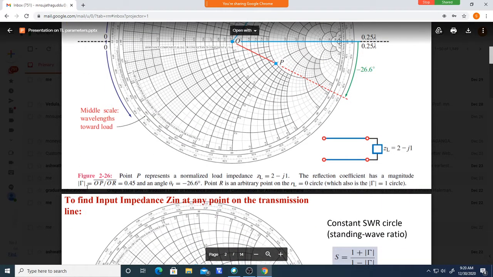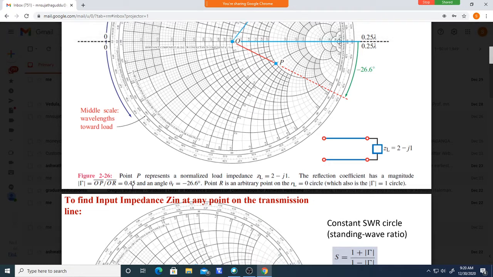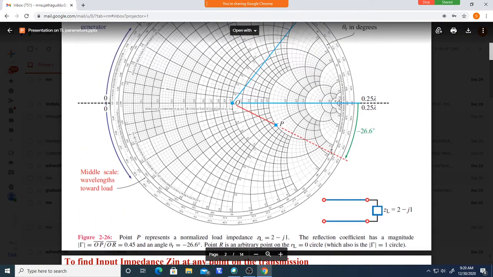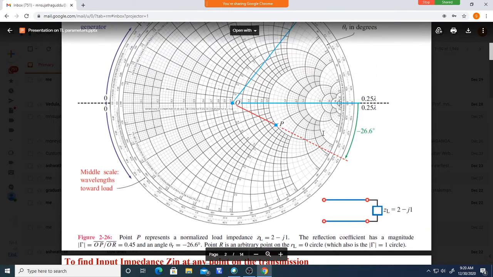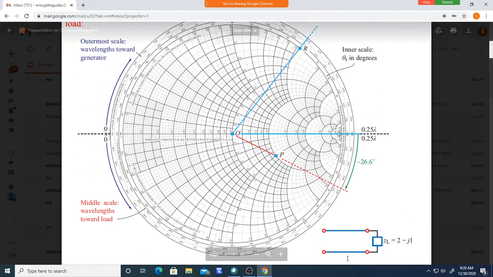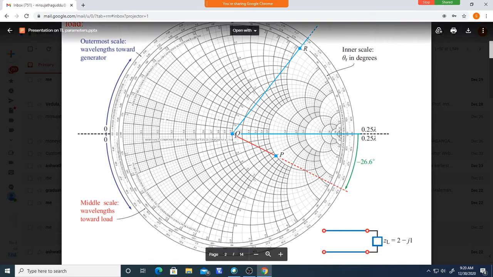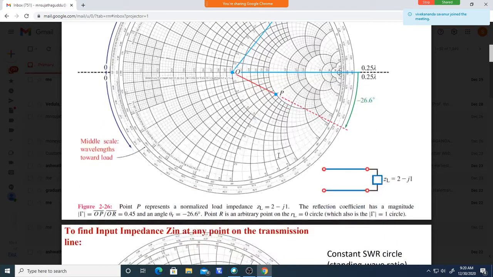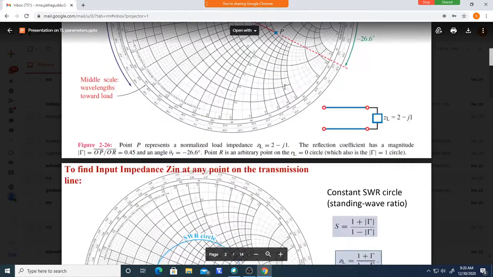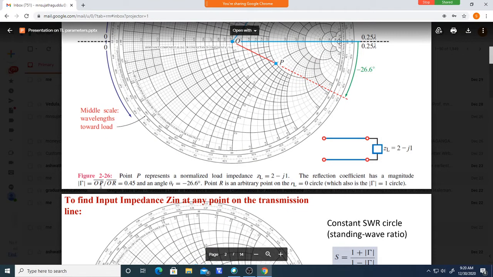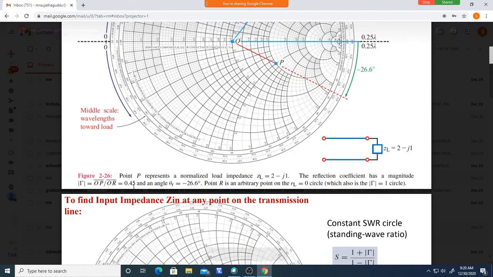Take the ratio of those two. You see here, reflection coefficient is OP divided by OR. It is 0.45. From this one I have measured that the reflection coefficient is 0.45. So you can easily find the magnitude of the reflection coefficient just by measuring the distance from the center to the given load. OR is from here to here, and OP is from here to here. You take the scale only. Using the scale, you measure how many centimeters. Because the centimeter cancels, the remaining is 0.45.